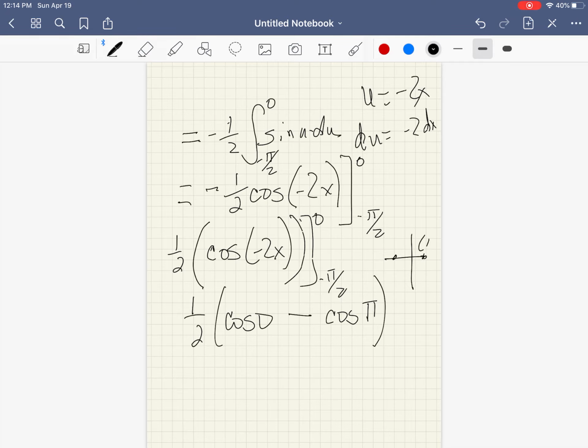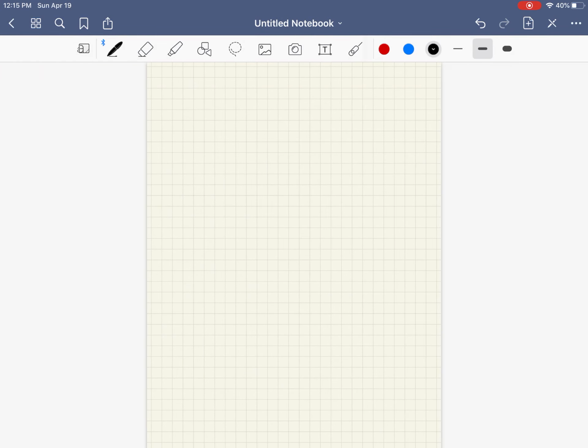And then we've got 0 and pi. Cosine of 0 is 1. Minus cosine of pi is negative 1. So 1/2 of 1 plus 1 is 1/2 of 2, which is equal to 1. All right, next one.